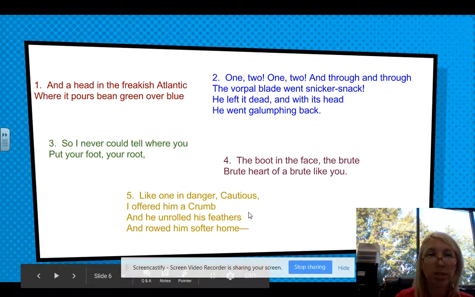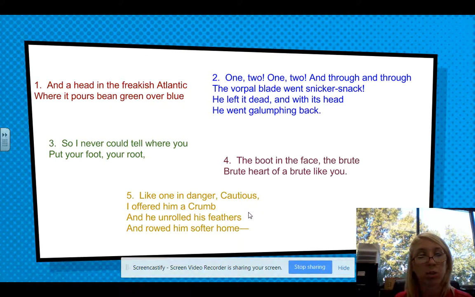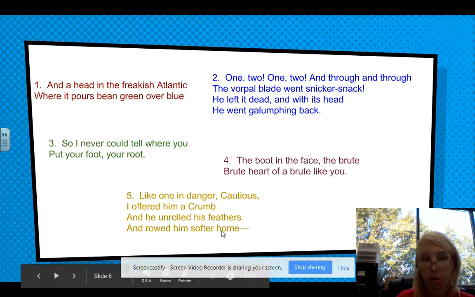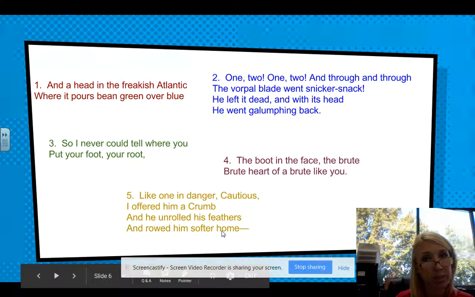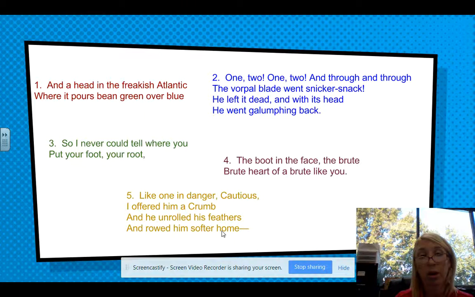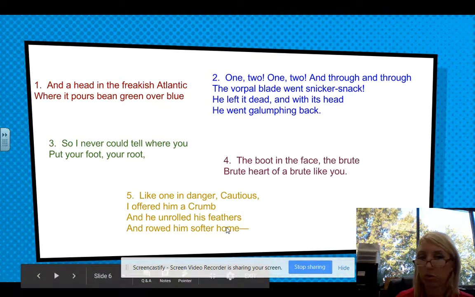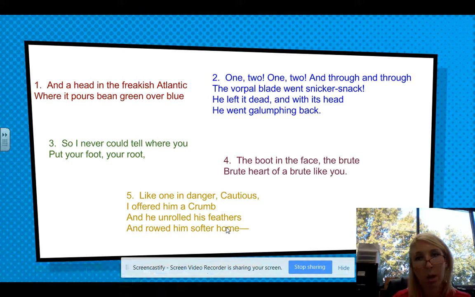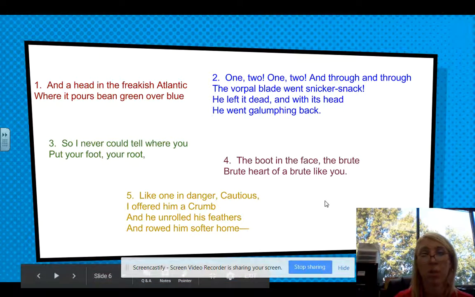And 5, this is Emily Dickinson. Like one in danger, cautious, I offered him a crumb, and he unrolled his feathers and rode him softer home. There you have a slant rhyme, right? Crumb and home do not rhyme. It is not the exact sound, but it's similar enough, and you can tell that she's using that on purpose. Crumb and home, it's just a slightly different vowel sound, and that's going to be part of a rhyme scheme, a pattern that she's trying to do intentionally. Okay?